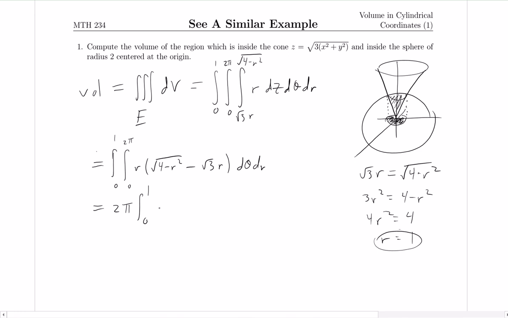Now let's distribute the r here. And actually, let's break the integral into 2 while we're at it. Minus the square root of 3 integral of r squared. The reason I break it into 2 is because the second integral is very easy, we can do it right away. But the first integral, we'll want to do a substitution.